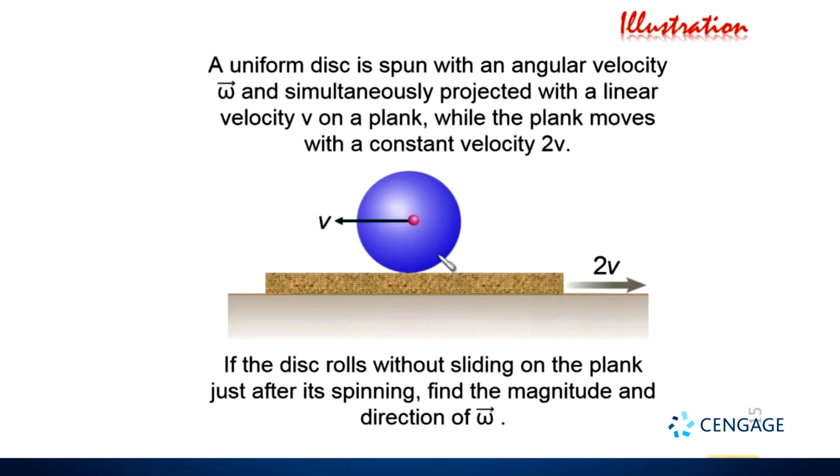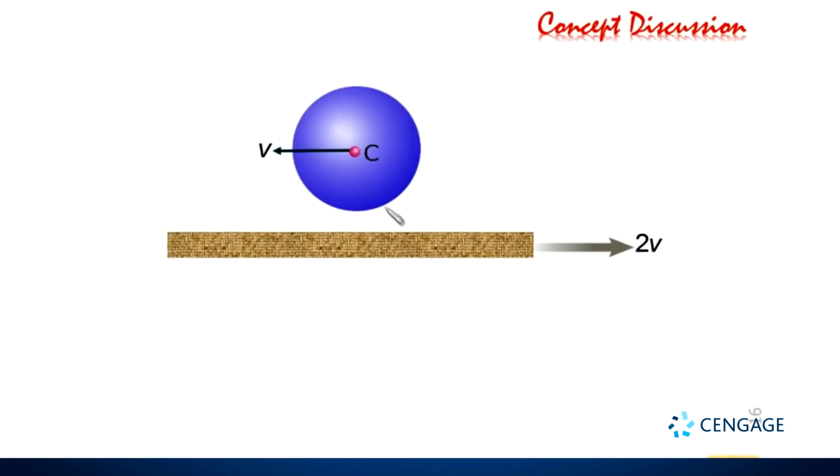What we have done? We have taken a disk and made the spin of the disk, in which sense it is unknown, and we have thrown this disk with the velocity v in the left direction while the plank is moving in the right direction. So let us make the diagram more clear. Here we know for the pure rolling, the point of contact of this sphere with the plank should have the same velocity.